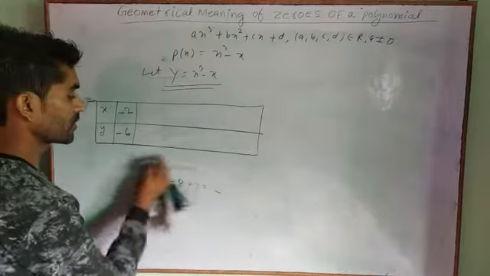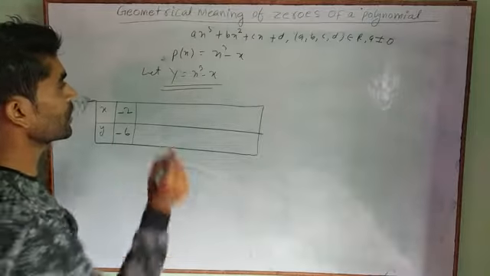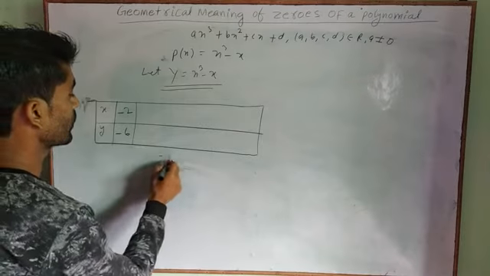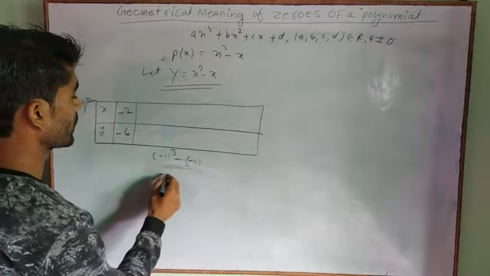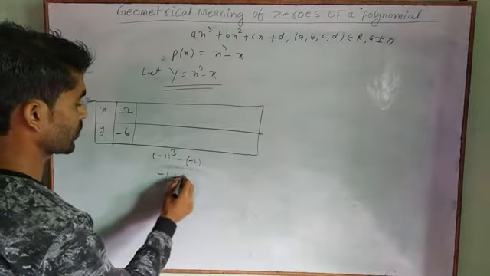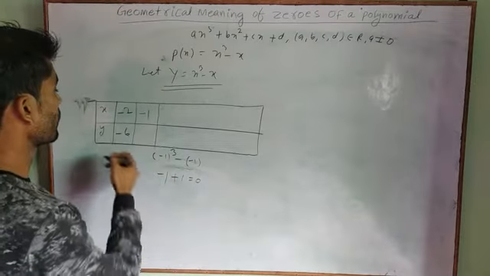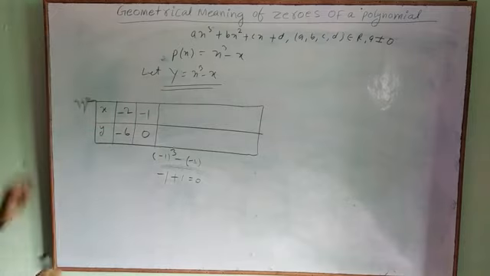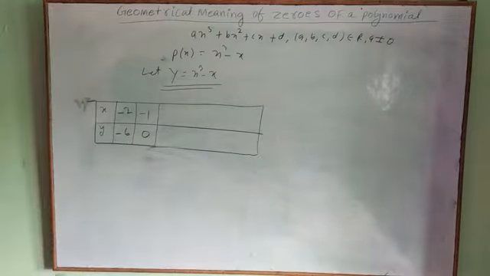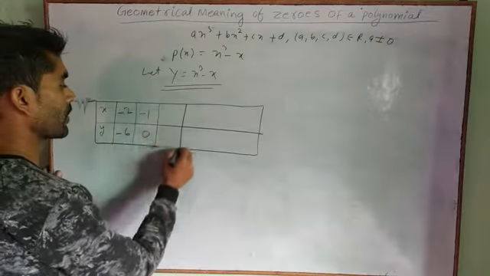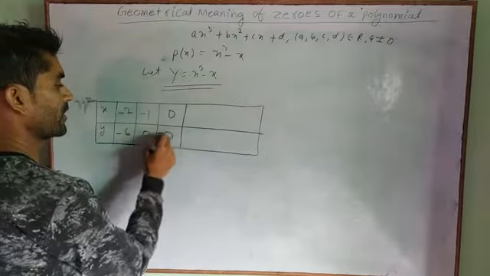Now I'm taking x equals -1. So this is -1 cubed minus -1, so -1 plus 1, that is 0. So when x equals -1, then y equals 0, right? Okay. Now I'm taking x equals 0. Then this is 0 also, this 0 also. We are getting 0 only.